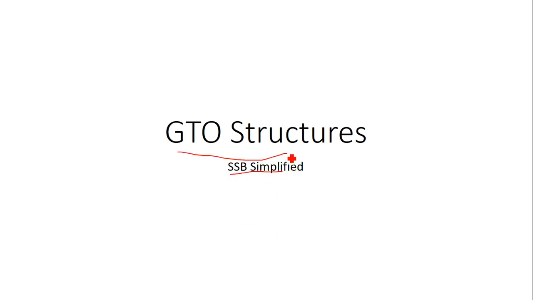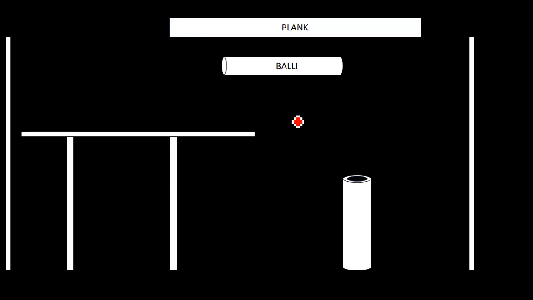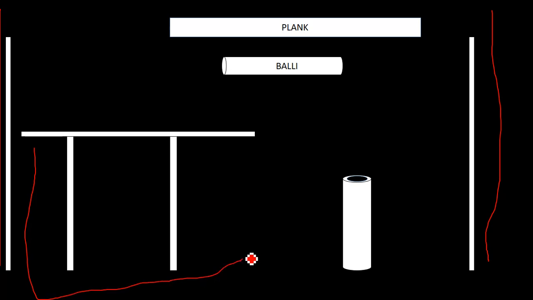Today in this video, I am going to show you another GTO structure. So let's get started. So this is a structure. You can see this is the start line and this is the end line. This is a T-shaped structure. So two T-shaped structures.